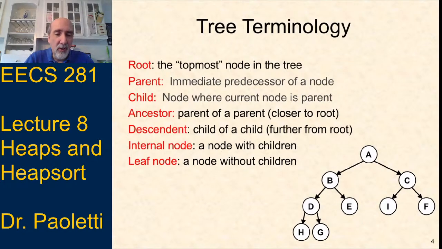And then the leaf nodes are the nodes that don't have children. The internal nodes are the nodes that do have children. The root node is usually an internal node, but it could be a leaf node. If we just had a tree with a root and nothing else, it would be a leaf node, for the root.